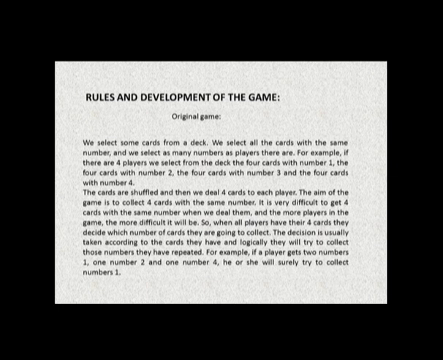The aim of the game is to collect 4 cards with the same number. It is very difficult to get 4 cards with the same number when we deal them, and the more players in the game, the more difficult it will be. So, when all players have their 4 cards, they decide which number of cards they are going to collect. The decision is usually taken according to the cards they have, and logically they will try to collect those numbers they have repeated. For example, if a player gets 2 number 1, 1 number 2, and 1 number 4, he or she will surely try to collect numbers 1.